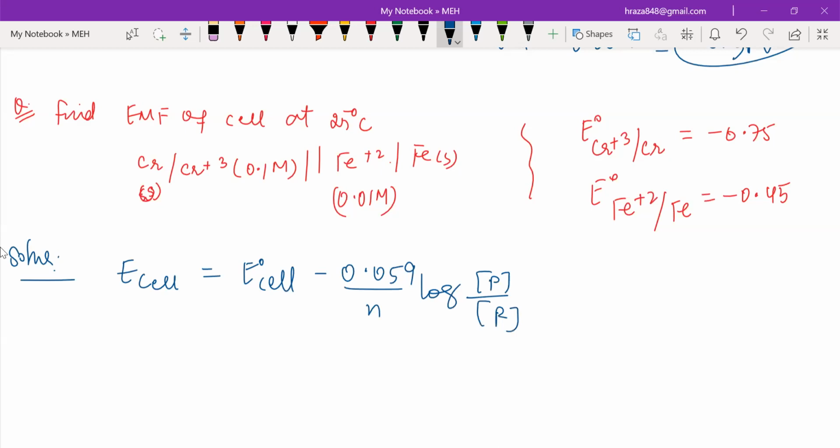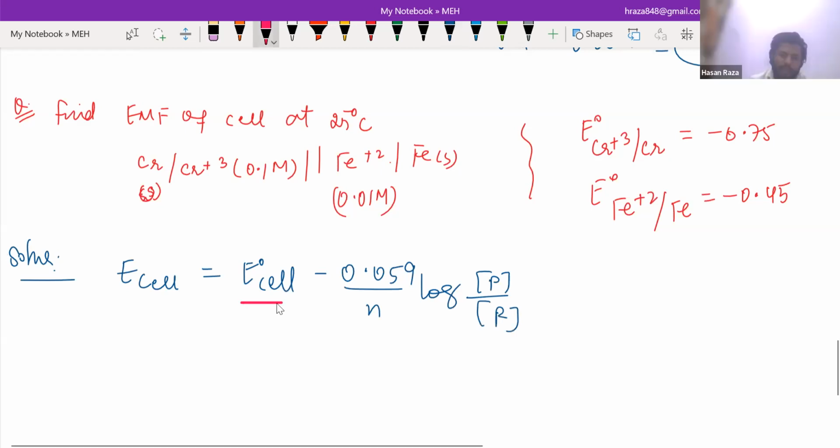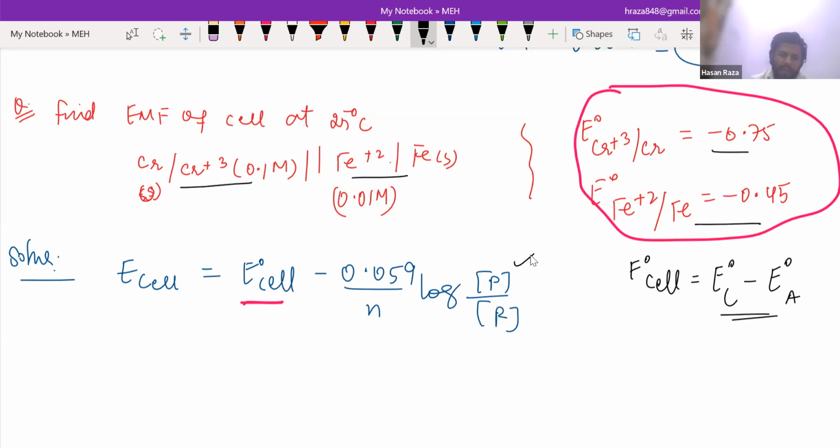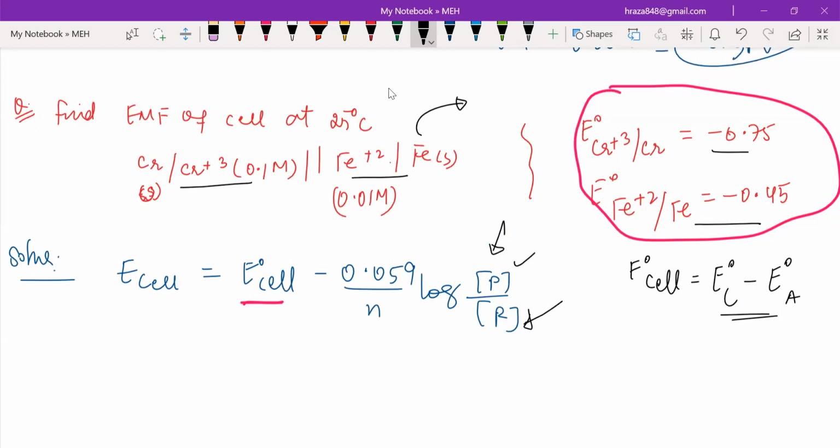Now see, first of all, what is E naught cell? You know E naught cell will be equal to E naught cathode minus anode, or E naught right minus left. So you can see this is your cathode, this is your anode. That means you are going to subtract from this, and product upon reactant. N you can calculate when you write the reaction. You will get the value of n. And when you write the reaction, you know what is the product and what is the reactant. So please give it a try.